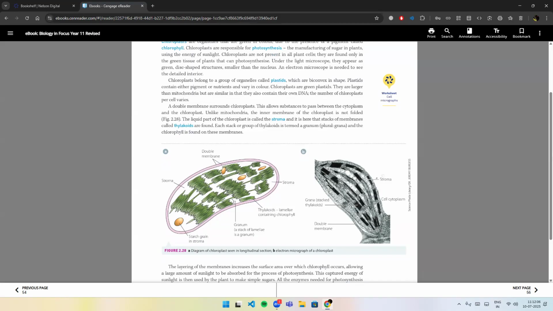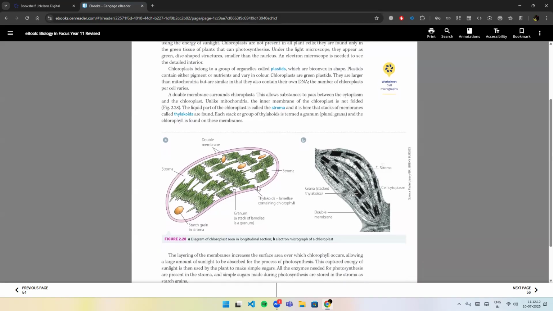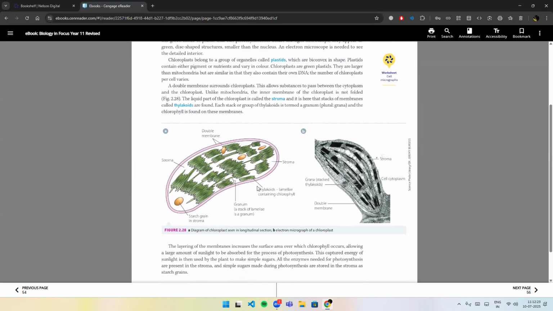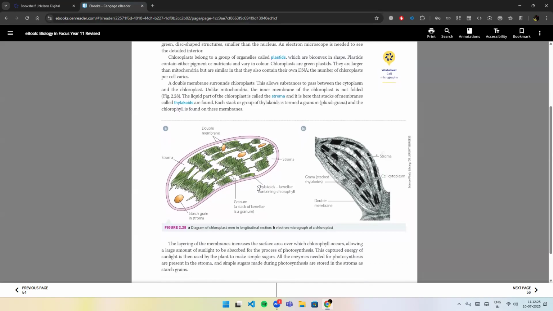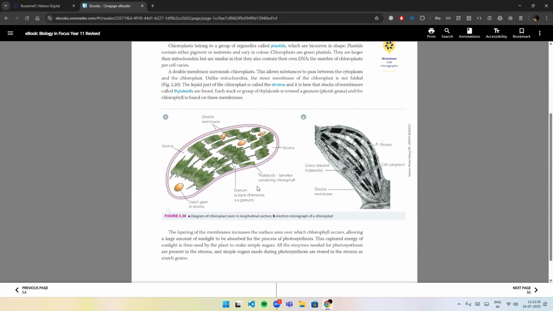Under the light microscope, they appear as green, disc-shaped structures smaller than the nucleus. An electron microscope is needed to see the detailed interior. Chloroplasts belong to a group of organelles called plastids, which are biconvex in shape. Plastids contain either pigment or nutrients and vary in color. Chloroplasts are green plastids. They are larger than mitochondria, but are similar in that they also contain their own DNA, and the number of chloroplasts per cell varies.